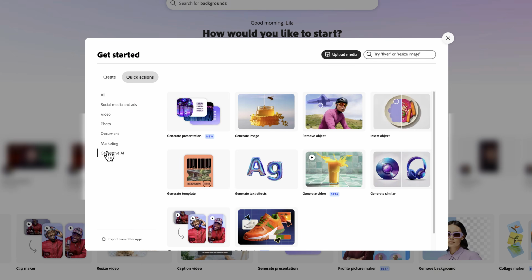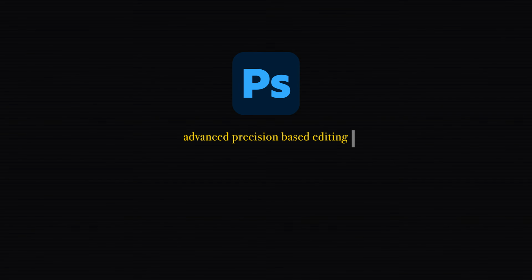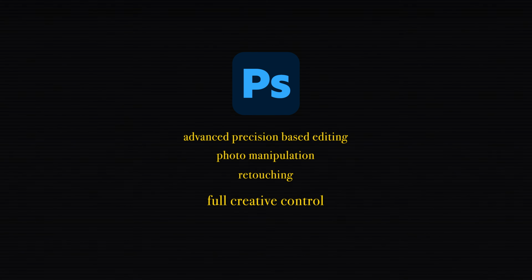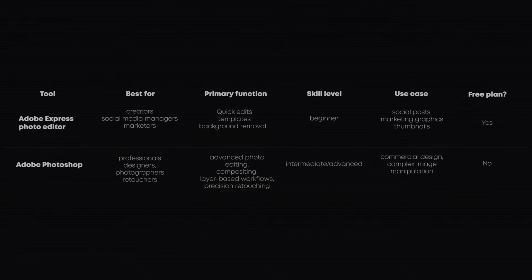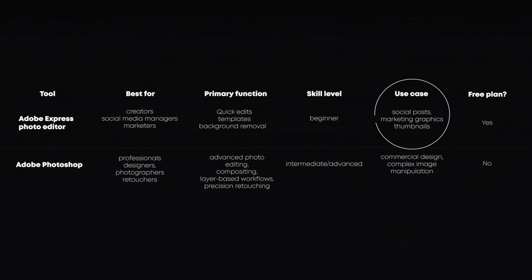Now, if you've used tools like Adobe Photoshop before, it is really important to know that Photoshop and Adobe Express are built for very different kinds of workflows. Photoshop is designed for more advanced, precision-based editing and photo manipulation. It is great for retouching and projects where you need full creative control. But if your goal is creating content quickly for social media or for marketing campaigns, Adobe Express is built for exactly that workflow. Instead of focusing on one highly detailed image, it is built around adapting designs, resizing assets, and creating branded content for different platforms.